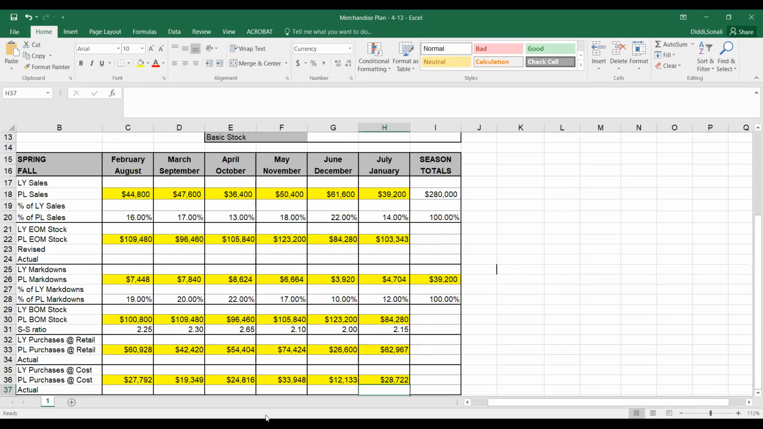So again, check my answers to see if these look correct. You're taking planned purchases at retail times 1 minus the markup percent.